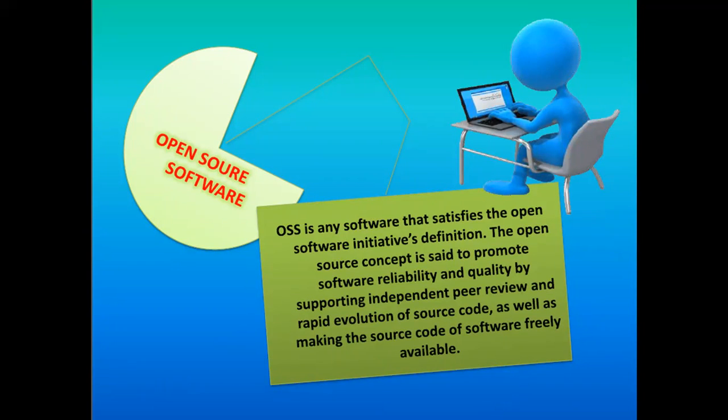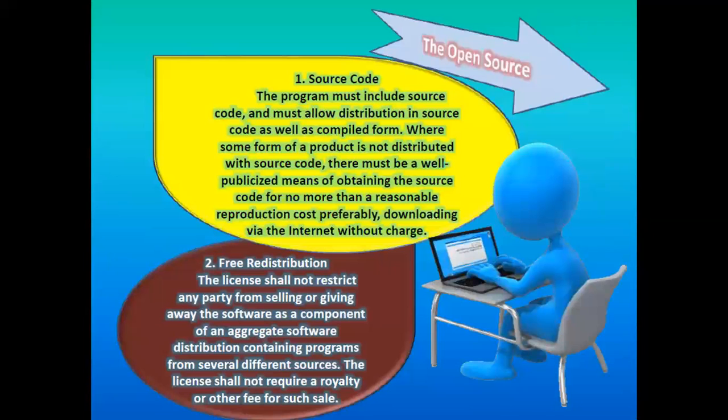So the open source concept is said to promote software reliability and quality by supporting independent peer review and rapid evolution of source code, as well as making the source code software freely available. Now, basically, free and open software are more the same in context, but they have a few dissimilarities. Okay, so open software has 10 points to consider to be open software.